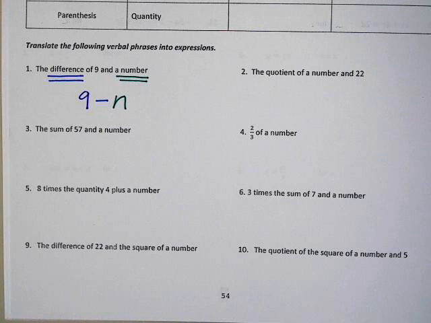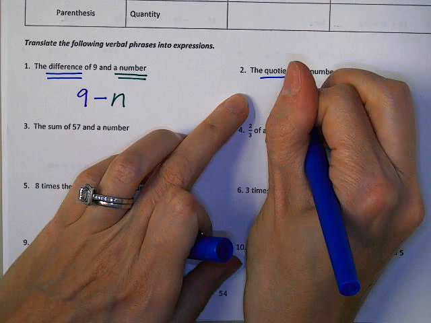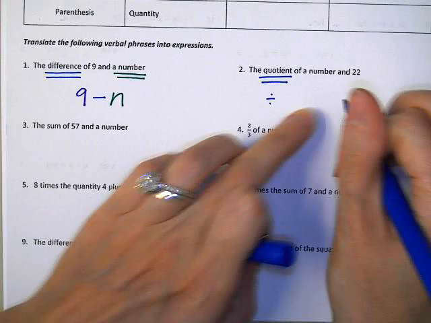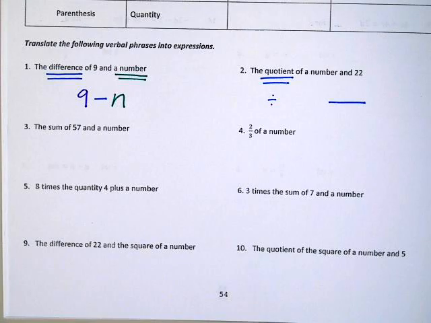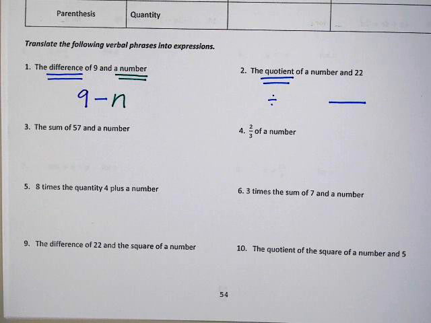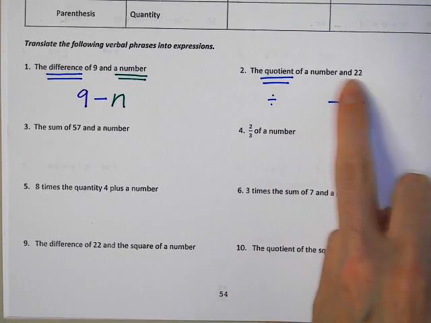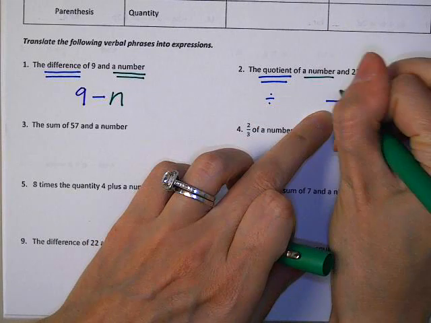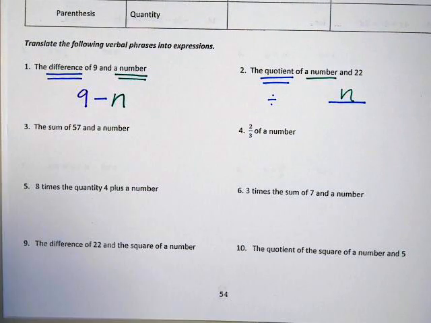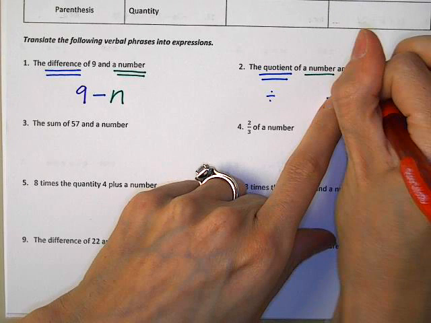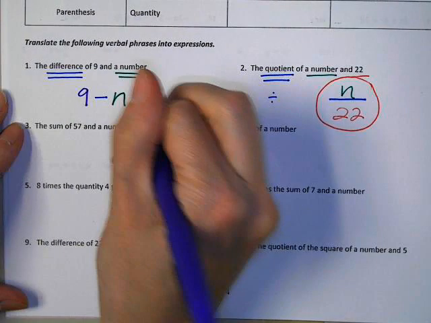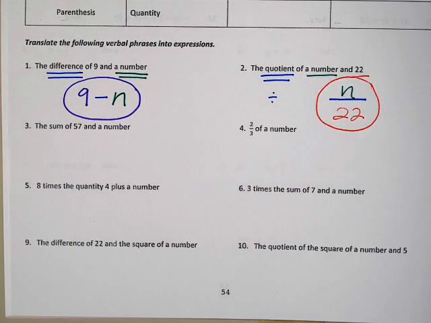Okay, number 2. The word quotient means divide. So you could put a divide symbol, or I'm just going to use a fraction. Now, what are we dividing? We're just going to go in order. So we're dividing a number, so n, and 22, so it's n divided by 22. I'll circle the answers so they're clear.